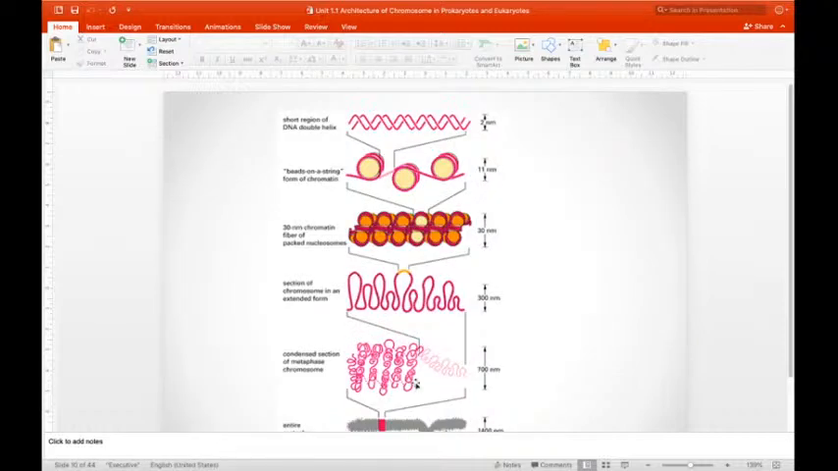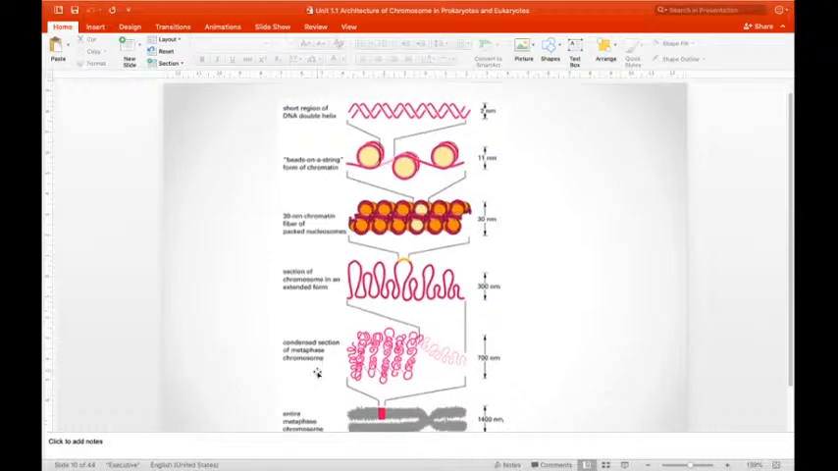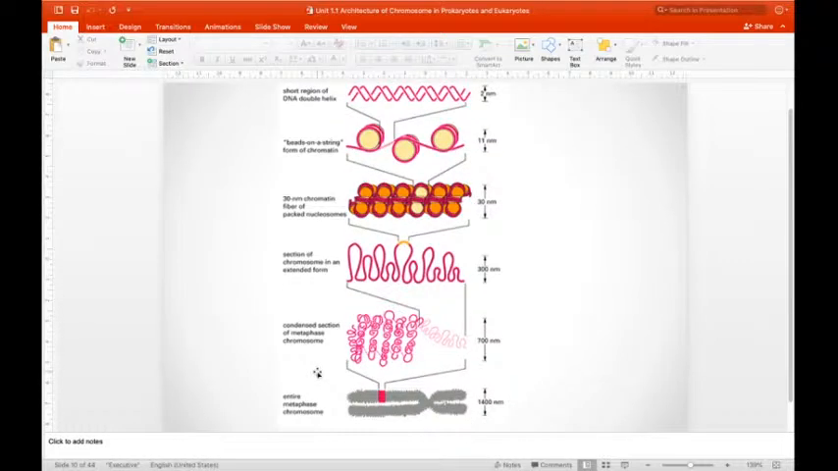This is a short region of the DNA double helix, which you can see on the top at 2 nanometers. Then the nucleosomes are arranged on the chromatin in a dumbbell shape. Then there is the 30 nanometer chromatin fiber of packed nucleosomes, and then a section of chromosome in an extended form, that is 300 nanometers. Then a further condensed section of metaphase chromosome exists. Then the entire metaphase chromosome comes into this section, 1400 nanometers.